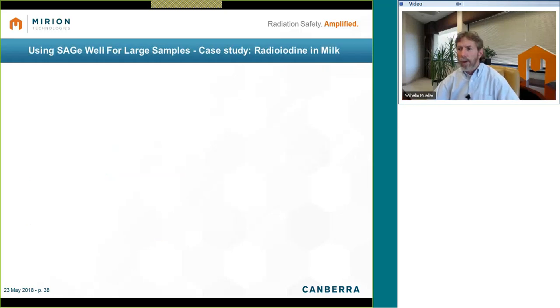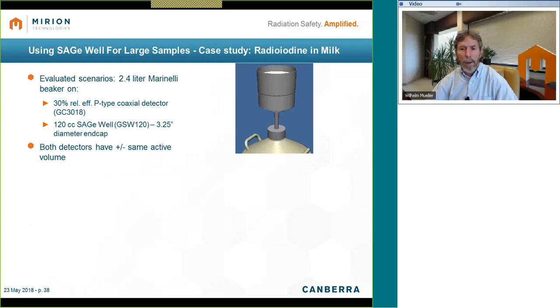And finally, a quick case study about radioiodine in milk. The interesting part of this case study is that we're not doing anything different with our sample. Now, there are ways to precipitate iodine out of liquid samples. I don't know how well they work for milk, so you might even think about that if you know enough about chemistry to do that well.